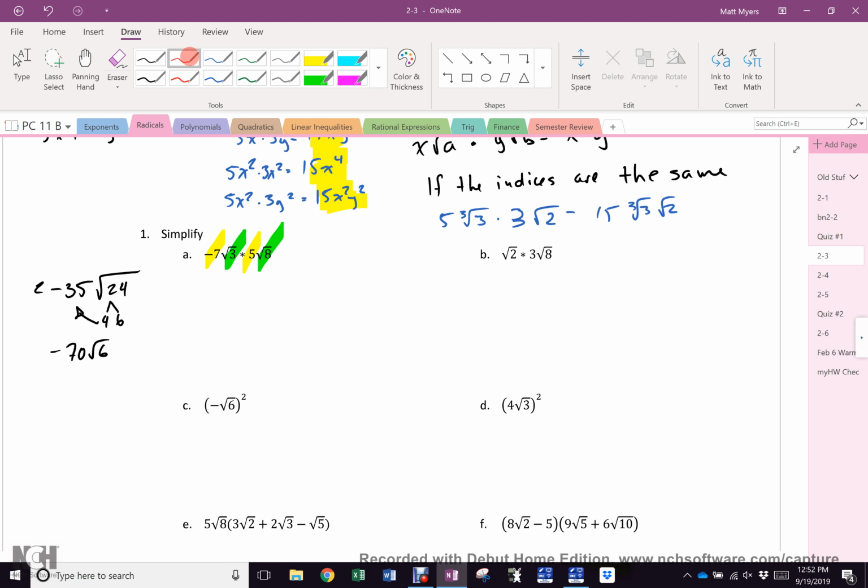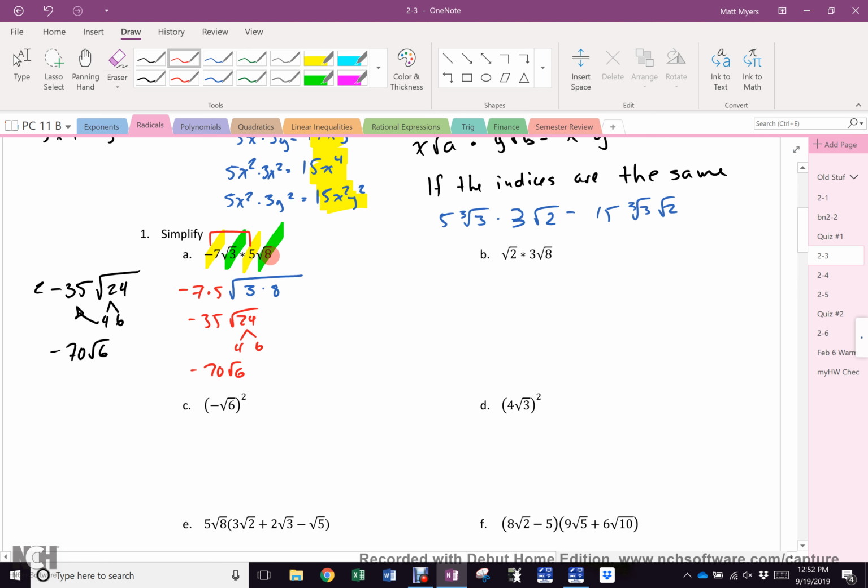So, what is really happening here, I'm going to write it out, because if I write it out, I can't do it wrong. Negative 7 times 5, root 3 times 8. Then negative 35, root 24. Then negative 70, root 6. Is everybody cool?